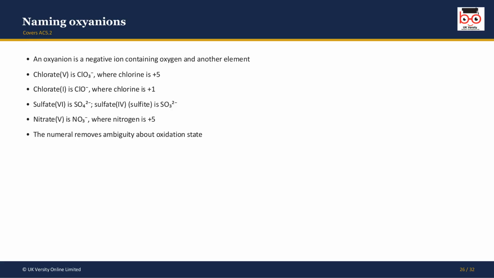The same numerals appear in the names of oxyanions, which are negative ions containing oxygen and another element. So chlorate 5 is the ion where chlorine is +5, and chlorate 1 is the ion where chlorine is +1. Sulfate 6 is the everyday sulfate ion, while sulfate 4 is the sulfite ion, and nitrate 5 is the nitrate ion, where nitrogen is +5. The numeral simply removes any ambiguity about the oxidation state.